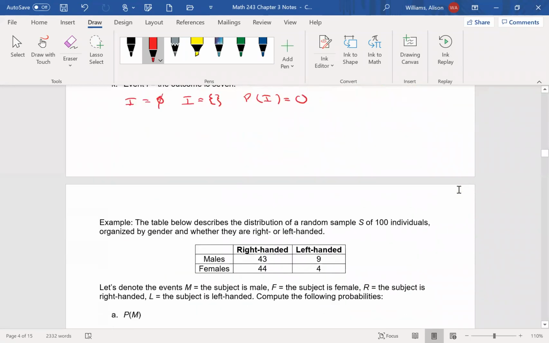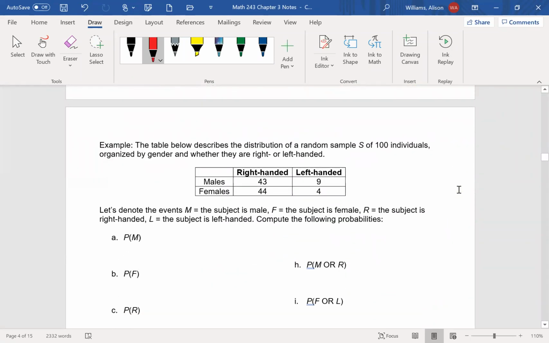All right, let's look at this example here. So they've given us a little table of information. They've looked at a sample of 100 individuals, and they've broken them up by right-handed, left-handed, and male and female. All right. So they told us that M represents male, F represents female, R right-handed, L left-handed. Great. Okay, so we now know the terminology.